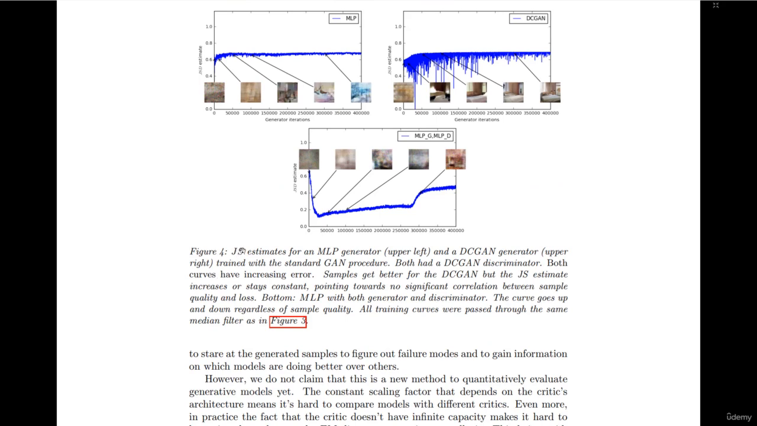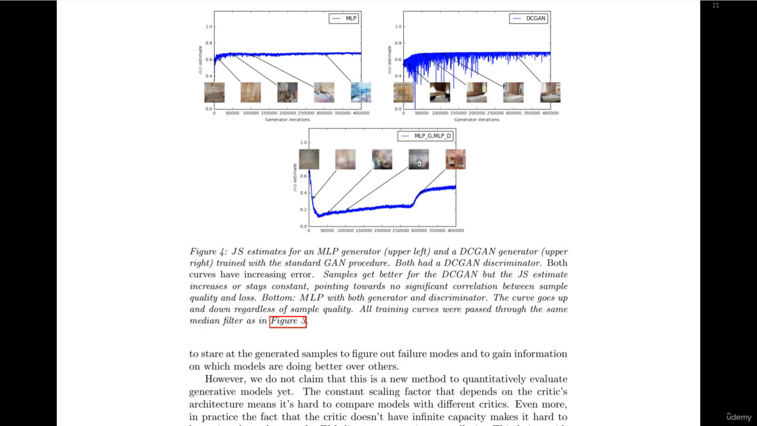The JS here is the JS divergence, which actually corresponds to the DCGAN. So comparing with these JS divergence estimates for an MLP generator, that's right here, and a DCGAN generator, which is here, shown with a standard GAN procedure, where both had a DCGAN discriminator, we have that both curves have increasing error, as you could see right here. And samples get better for the DCGAN, but the JS estimate increases or stays constant, pointing towards no significant correlation between the sample quality and the loss.